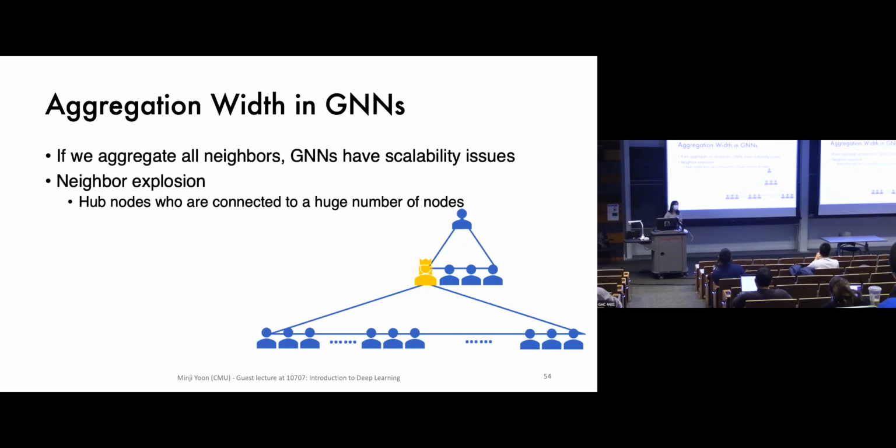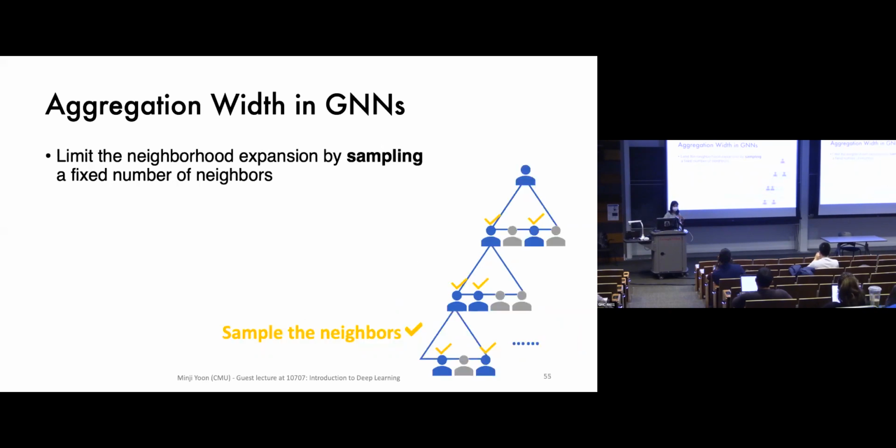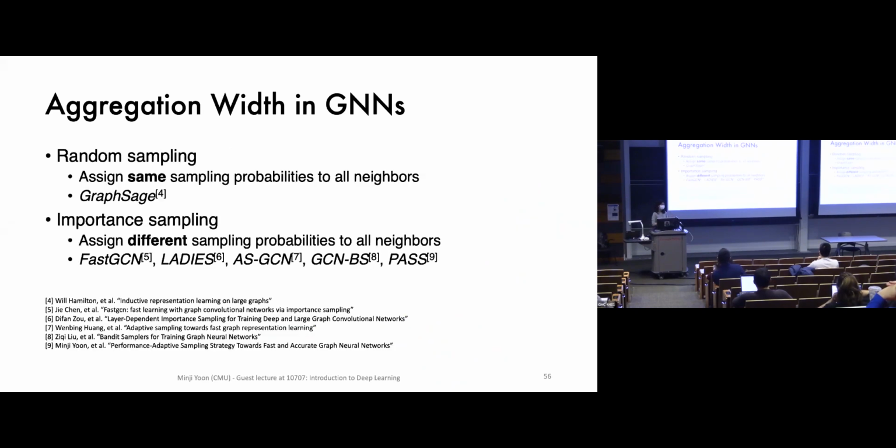So that's why we cannot merely aggregate all neighbors connected to me, but need to use sampling. We limit the size of the neighborhood and sample a fixed number of neighbors. By doing that, we can regulate the computation cost of the GNN. When we say sampling, we can categorize it into two ways, depending on how you sample neighbors. First is random sampling, where we give the same sampling probability to each neighbor. Second is importance sampling, where we assign a different sampling probability per neighbor.